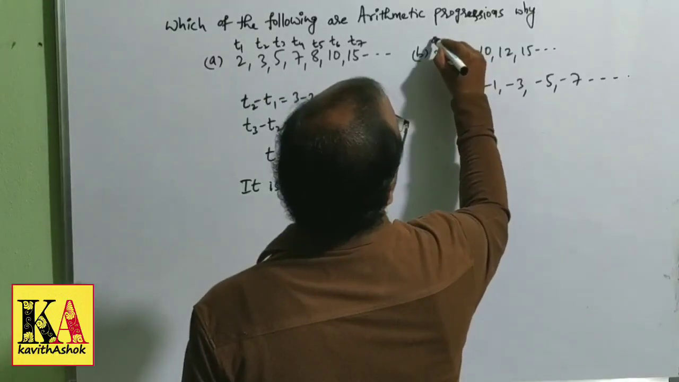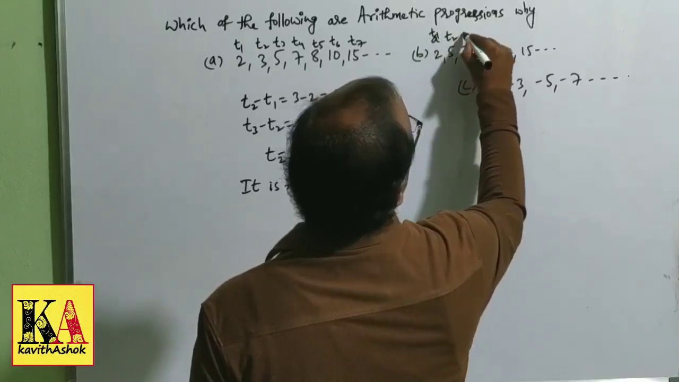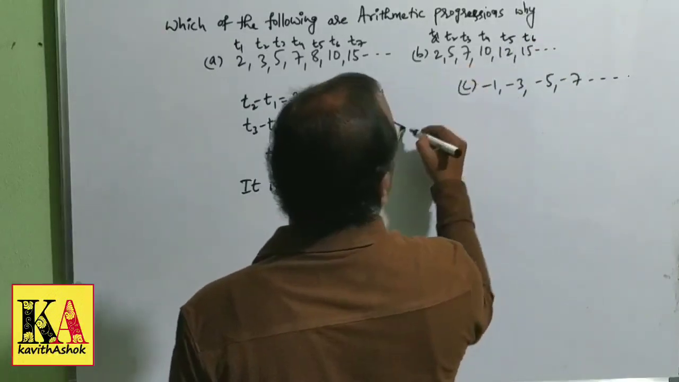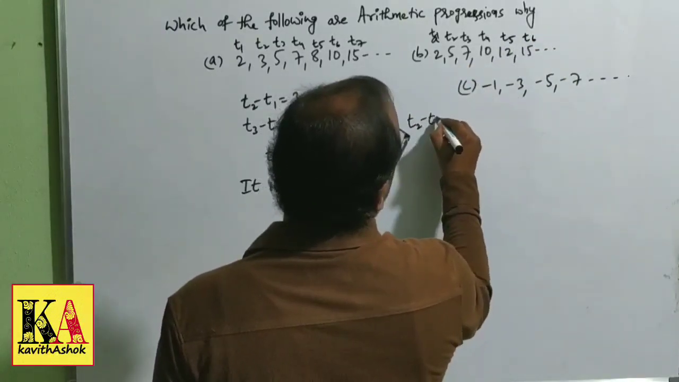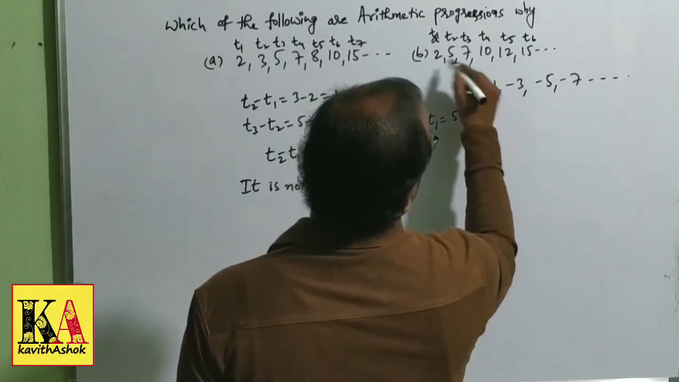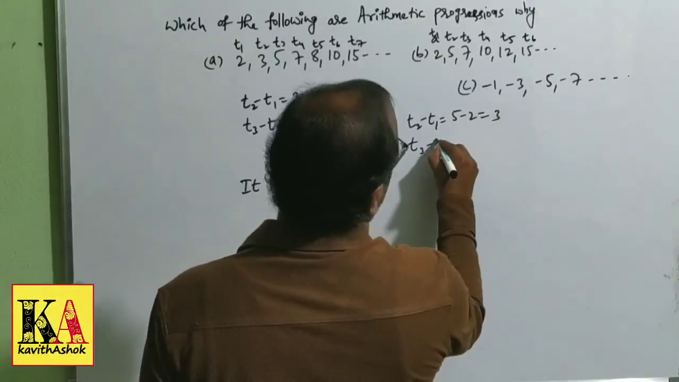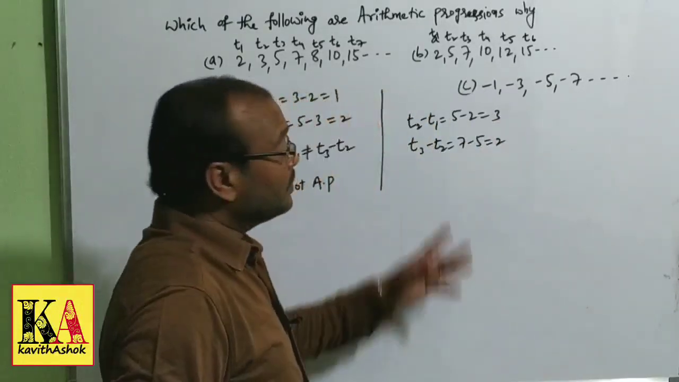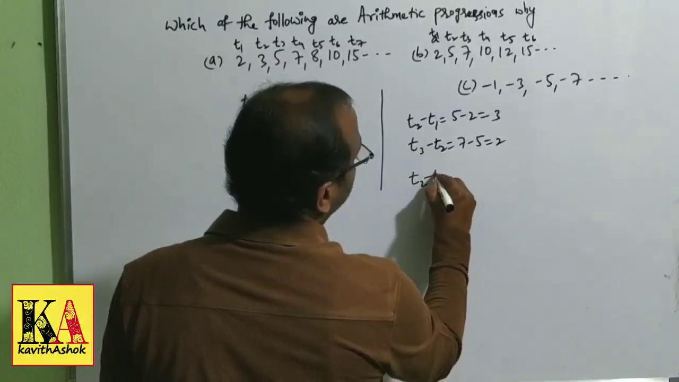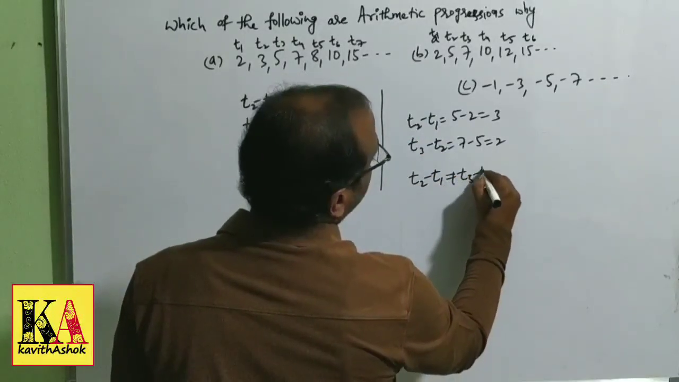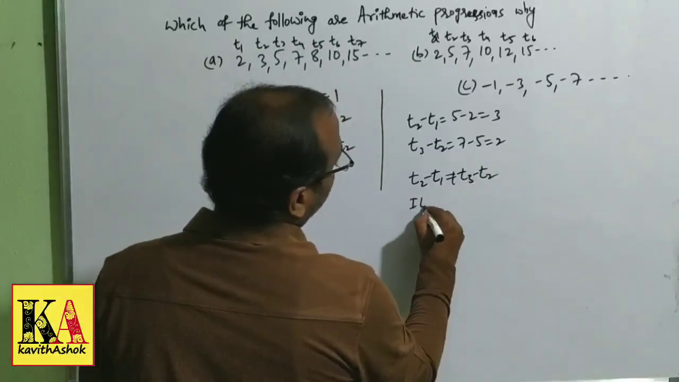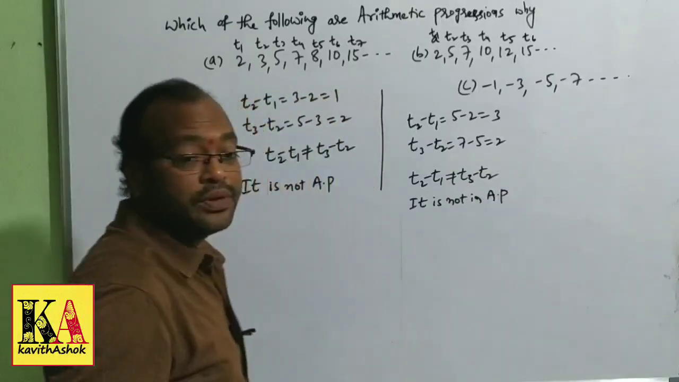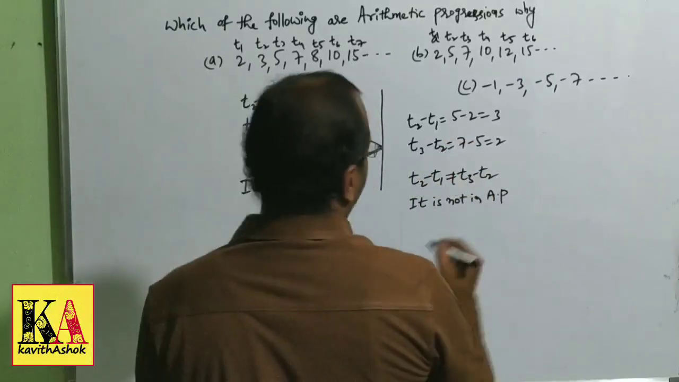Here we have T1, T2, T3, T4, T5 and T6. T2 minus T1, 5 minus 2, is equal to 3. T3 minus T2, 7 minus 5, is equal to 2. Again, the condition fails. T2 minus T1 is not equal to T3 minus T2. So that's why it is not in AP, arithmetic progression.